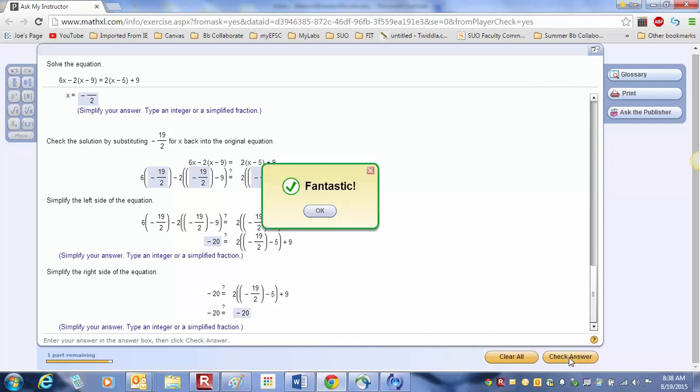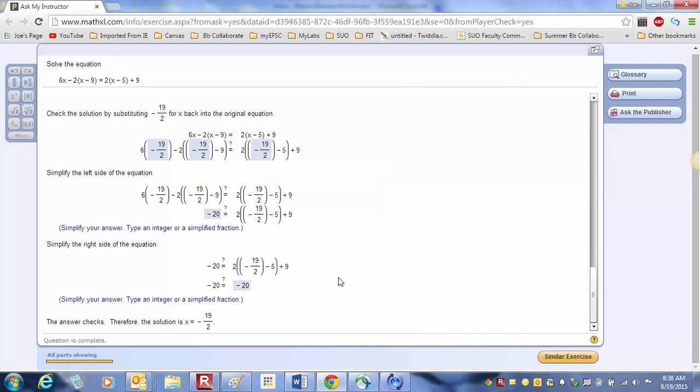Check. The answer checks, therefore the solution is x equals negative 19 over 2. And that's the end of the story.